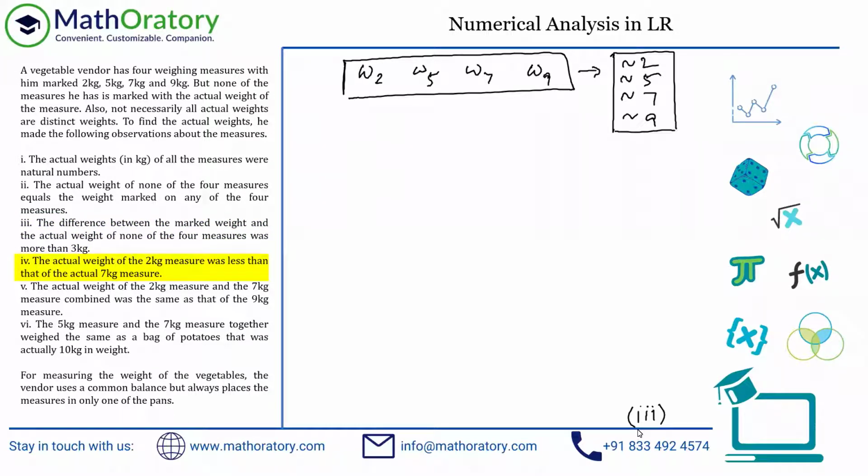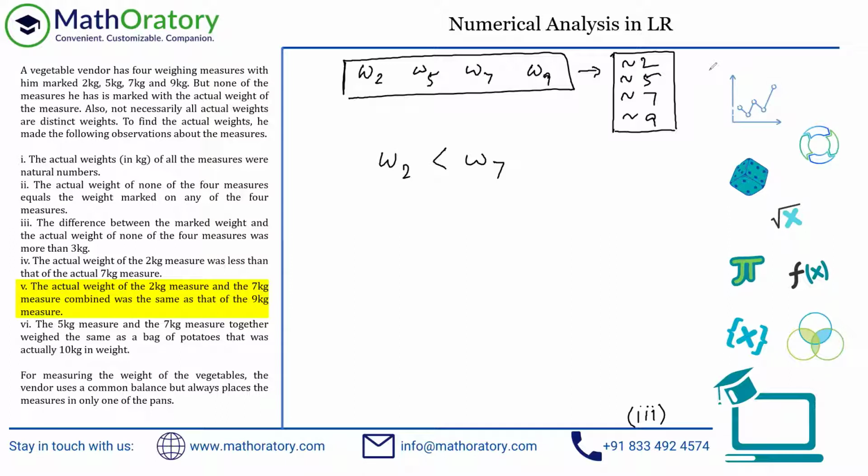Okay, point number 4 says the actual weight of 2 kilo measure was less than that of 7 kilo measure. Okay, so what it tells us is W2 is less than W7, right? The actual weight. So whenever I'm indicating with W2, W7 and all, W2 is basically the actual weight of the 2 kilo measure, and W7 is the actual weight of the 7 kilo measure. So W2 is actually less than W7. So that is point number 4, right? What does point number 5 tell us?